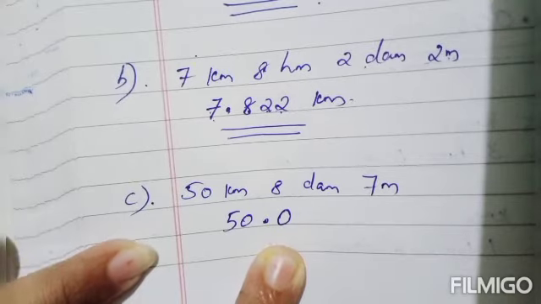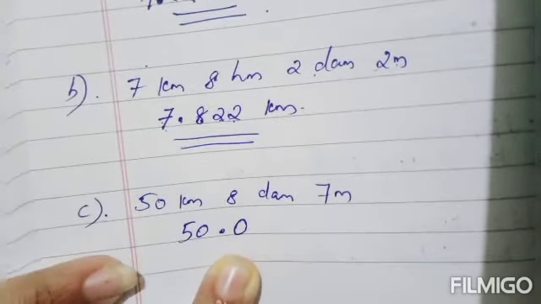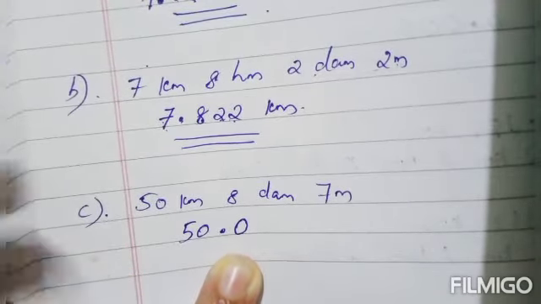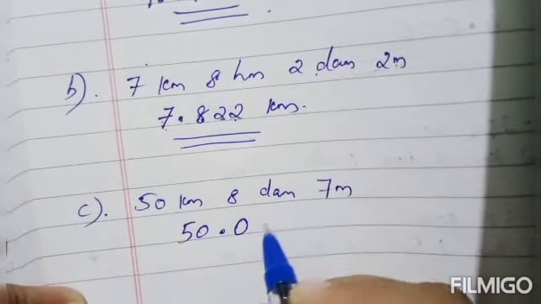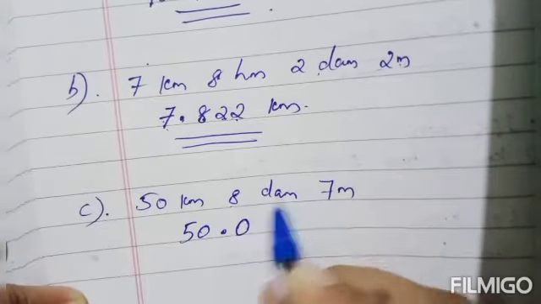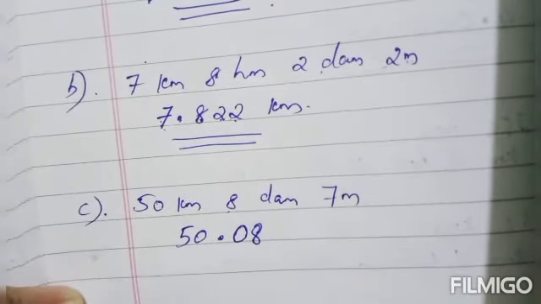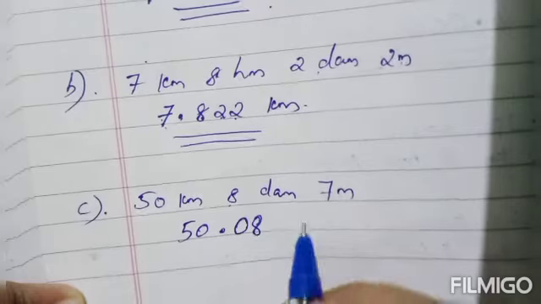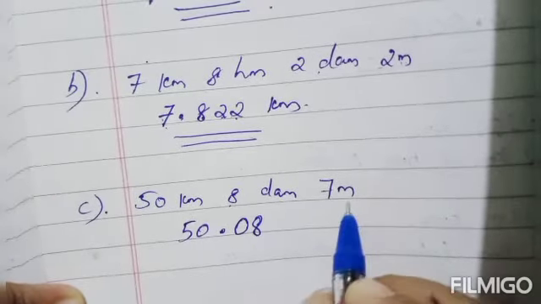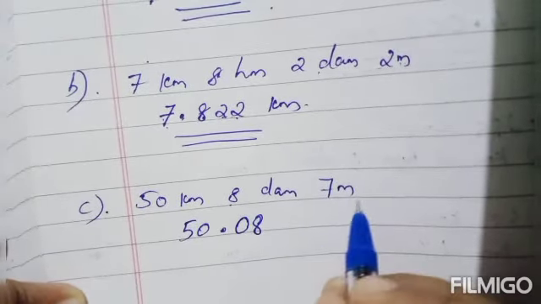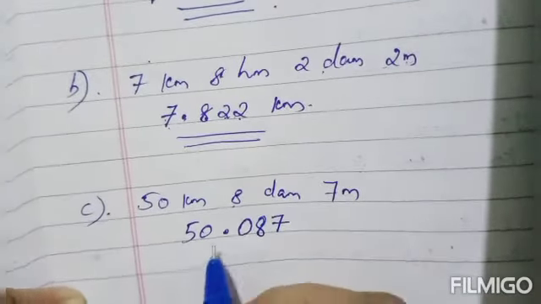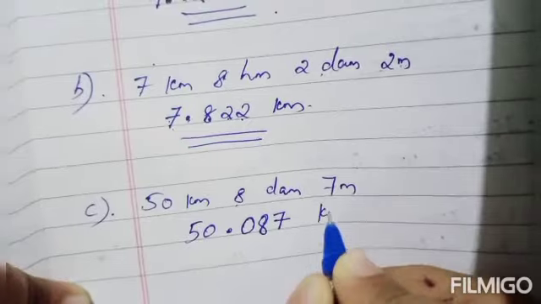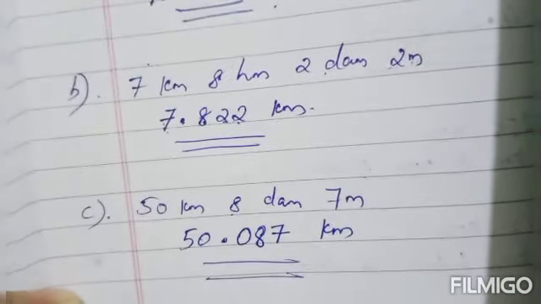Hectometer will come in the 10th place. It is not given, so you can put 0 there. Now 100th place it is decameter, 8 decameter. So 100th place it will be 8. Okay, 1000th place it is meter. In the question 7 meter is given. So 1000th place it will be 7. 50.087 kilometer. This will be the answer.